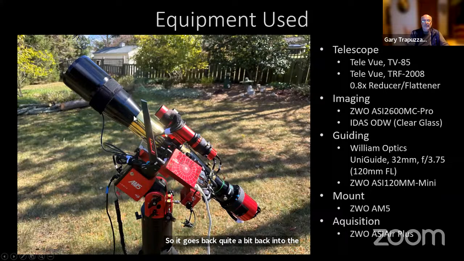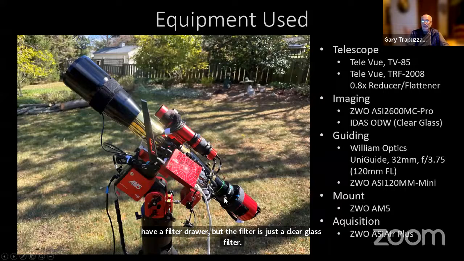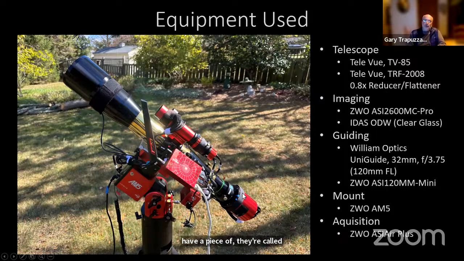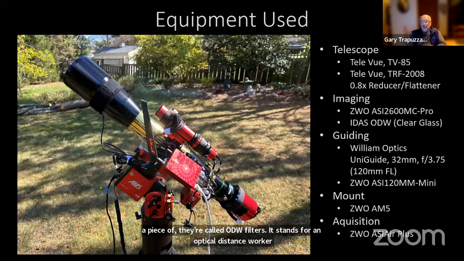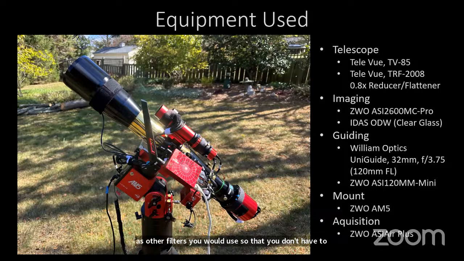And the 0.8x flattener is here. I have a filter drawer, but the filter is just a clear glass filter. I was in a dark sky site and I wanted to get true colors, so I just have a piece of what are called ODW filters. It stands for optical distance worker. So it basically is just the same thickness as other filters you would use, so that you don't have to refocus. Barry's doing his talk on the Veil Nebula now.